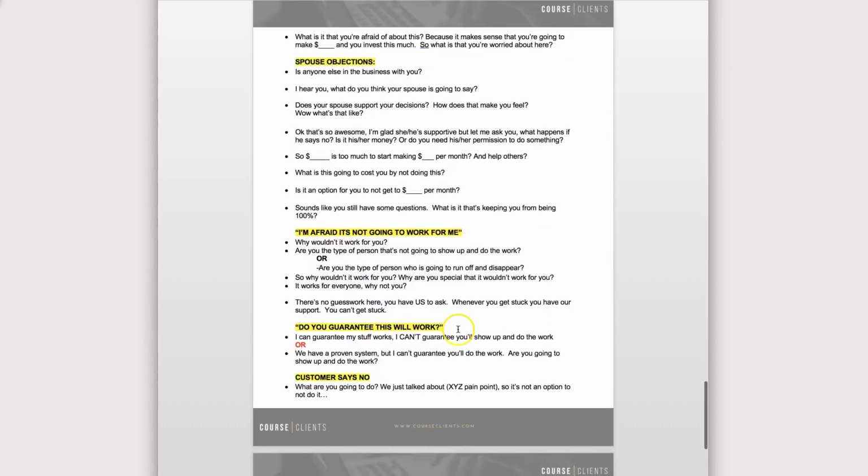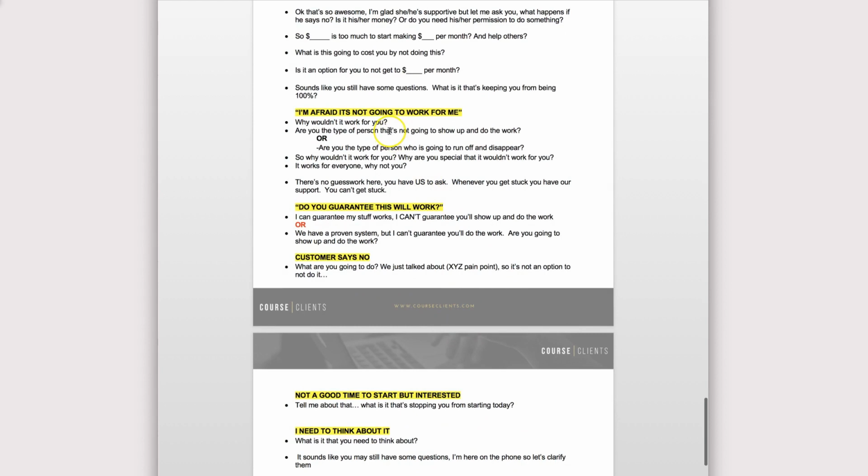I'm afraid it's not going to work for me. Well, why wouldn't it work for you? Right? You're going to expose inner belief systems that have going on with them. Another great one. Are you the type of person that's not going to show up and do the work? Put it back on them. You know that your course works. You know that you're an expert in this niche.